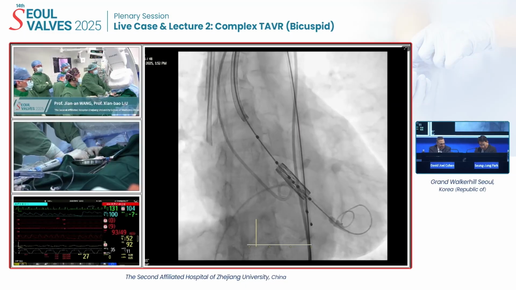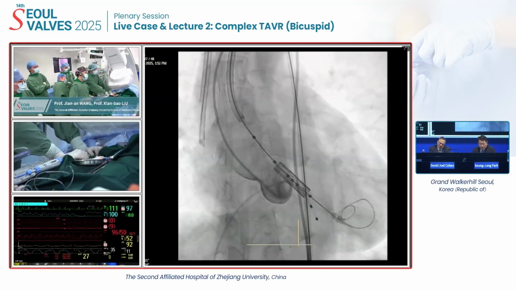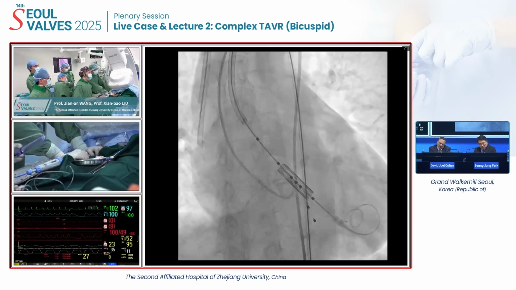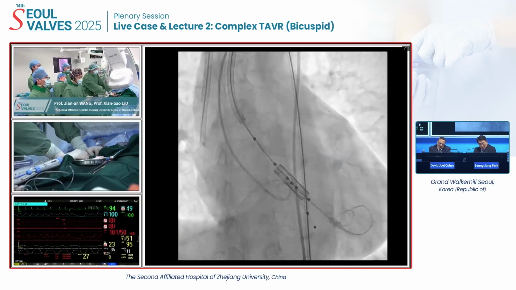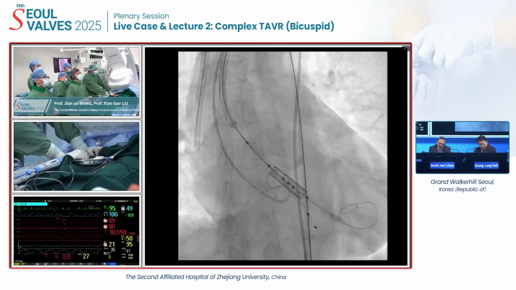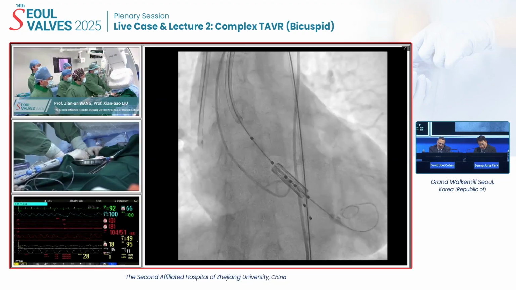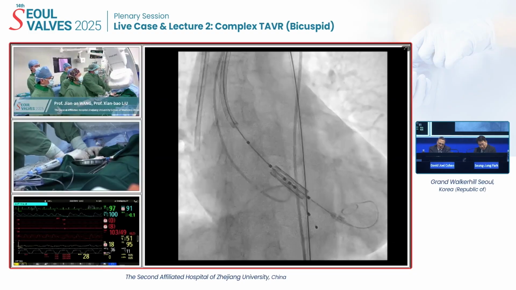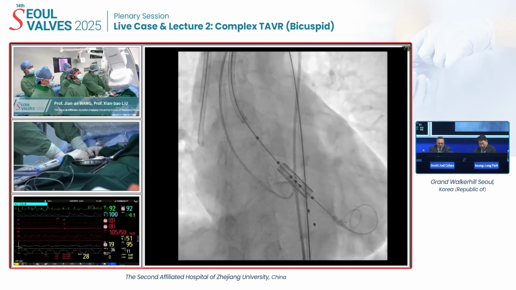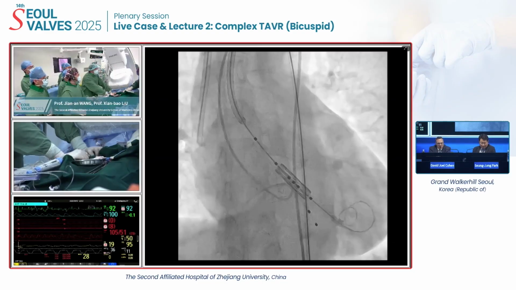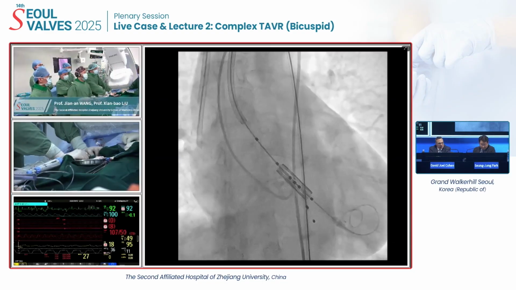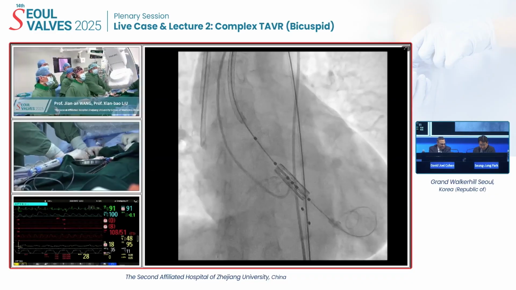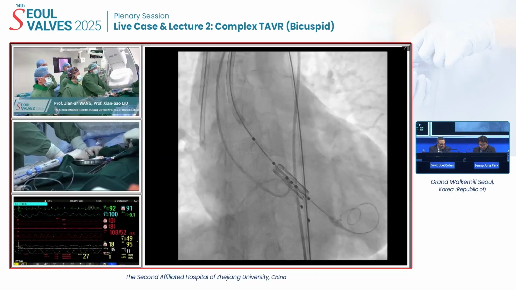Now we just make judgment about the height of the device. We can pull back a little. Is 180 enough? 200 is also fine. OK, stop pacing, please. 200 beats per minute. Stop pacing.